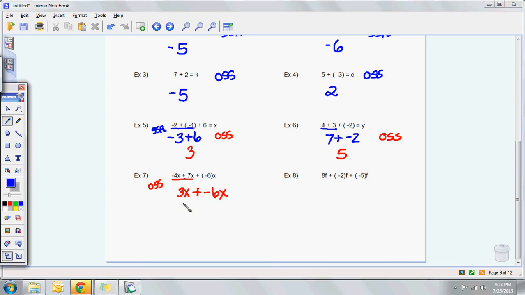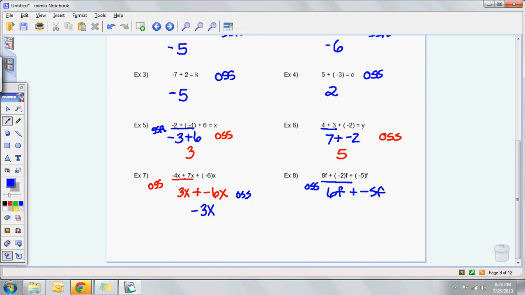So I have opposite signs again. Opposite signs subtract. It's going to be a negative 3x. 6 minus 3 is 3. Bigger number is negative. And our last one here, we have opposite signs. So we have 6f when we subtract. Bigger number is positive, so it's going to be positive. I'm going to bring down that last term here.